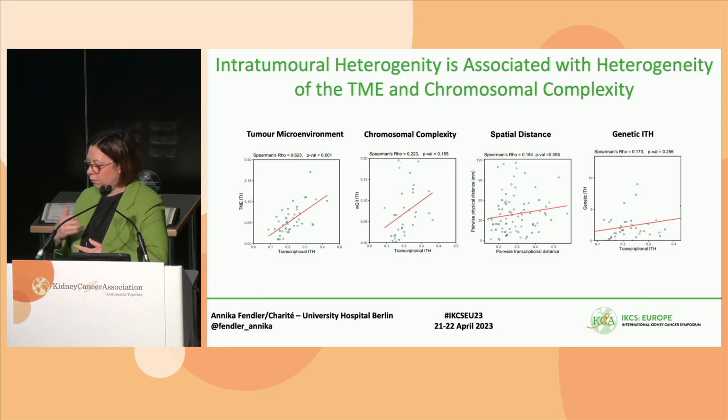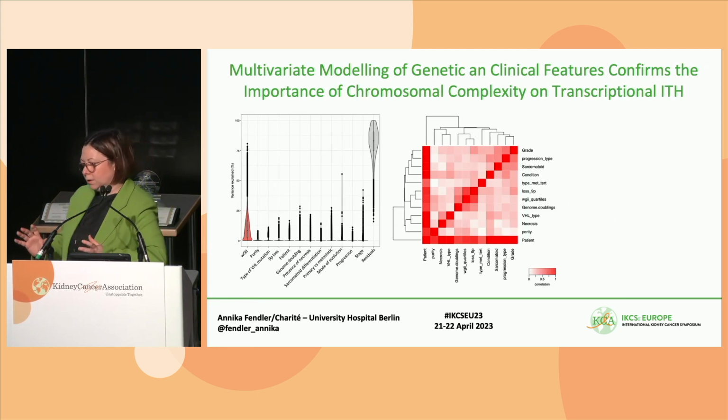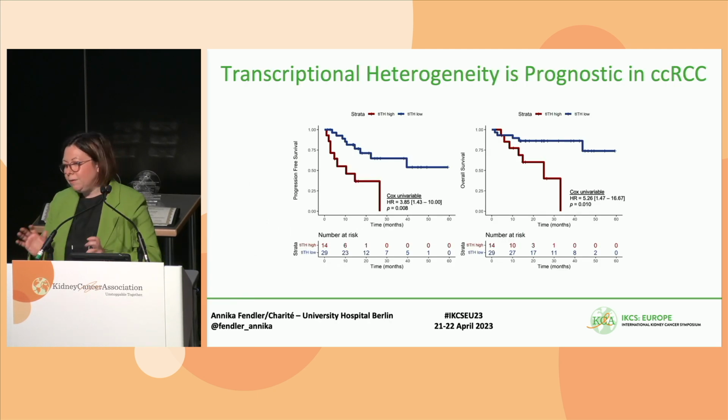But what was maybe not surprisingly really driving is the tumor microenvironment, and also to some extent chromosomal complexity, which maybe might be explainable because you get large aberrations and changes in the chromosome. We also then did a multivariate analysis to really see how this plays out when we take several genetic and clinical factors into account. And again, here we confirmed that chromosomal complexity was quite important in driving transcriptional heterogeneity.